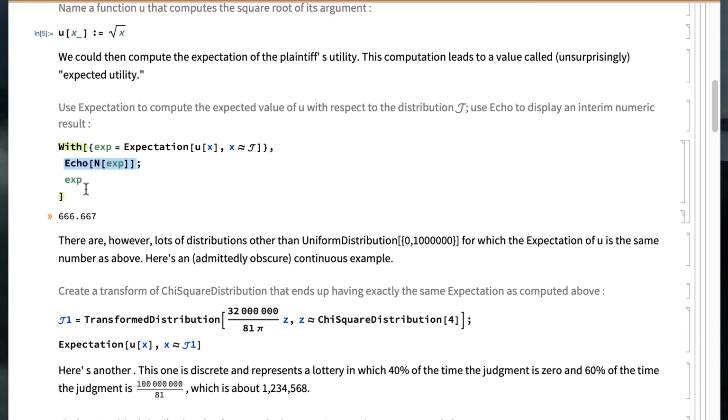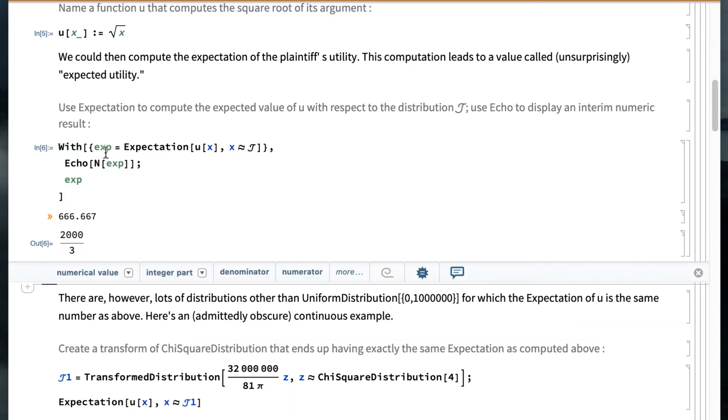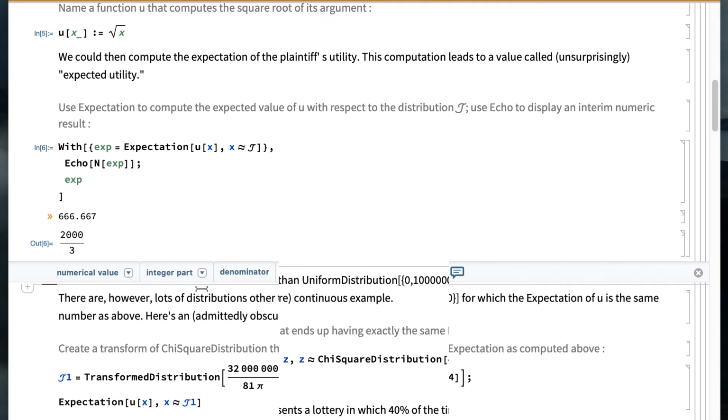And here I'm just going to have it print out the numeric value, and then I'm going to have it return an exact value. So if we do that, it's 2,000 divided by 3, which is 666. That's the expected utility that we're going to get from this judgment.